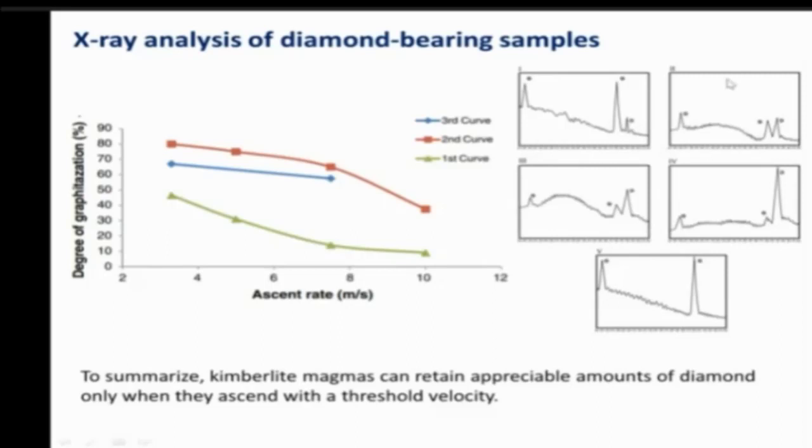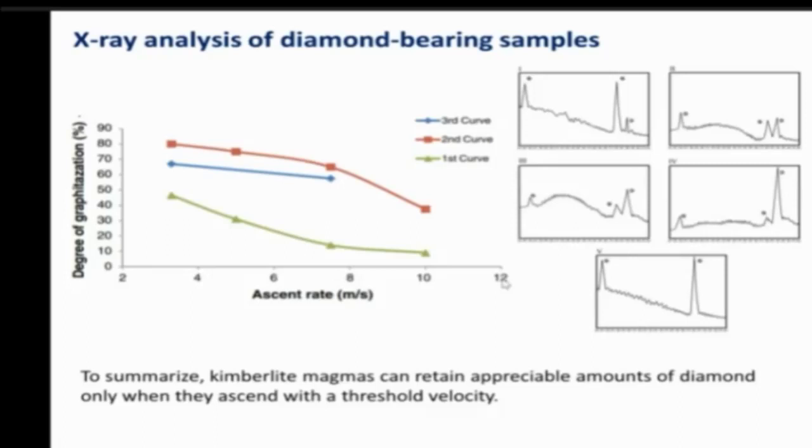The Roman one and Roman two on the left hand panel correspond to the two extreme points of the first curve. Roman one represents this point: the sample that was cooled along the first curve and conditioned to ascend at a speed of 10 meters per second. When we lower the ascent velocity from 10 to about 3, the amount of graphitization that occurred during the experiment also increased. A similar result can be shown for 3 and 4, which represent the two plots for the second curve.